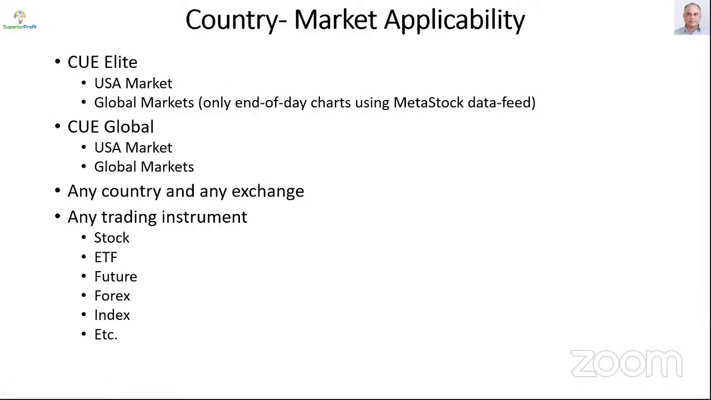Which country and market? I will go through it quickly. Q Elite: USA market certainly, and global markets with end of day charts only, using the Metastock end of day data feed. Q Global: both USA and global markets, 100% real time. Any country, any exchange of the world, and any trading instrument, stock, ETF, future, forex, index, etc. All can be analyzed technically using Q Global and Q Elite.